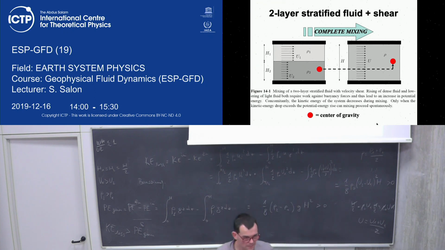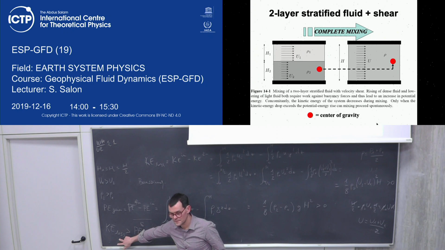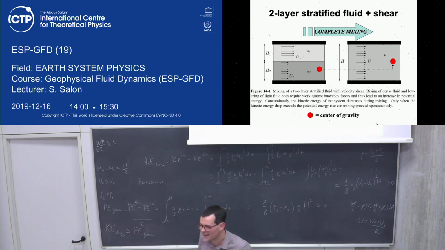So it is this interplay between the kinetic energy loss and the potential energy gain that helps me keep the situation in complete mixing. So if this happens, what about it? Because for u1 equal to u2, kinetic energy loss is zero. Yes. So that's a different case from the complete mixing. For complete mixing, you have to have this one different from zero. What about if they are equal? We will see. We will see.